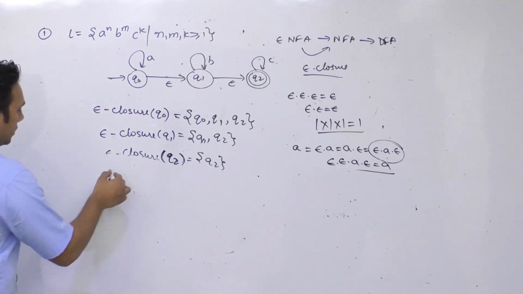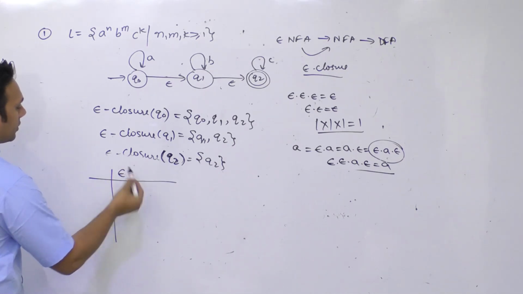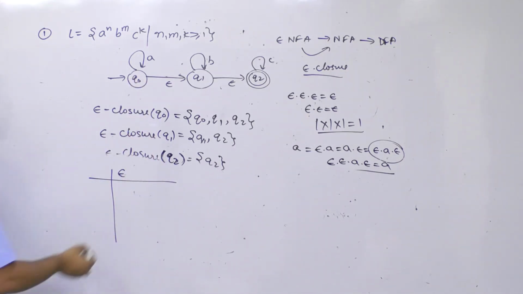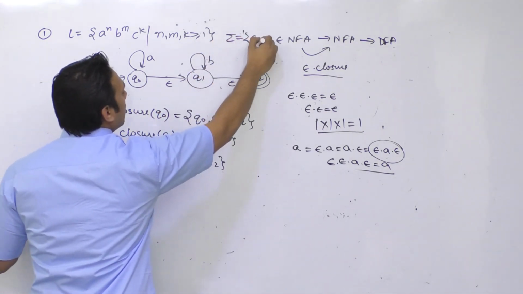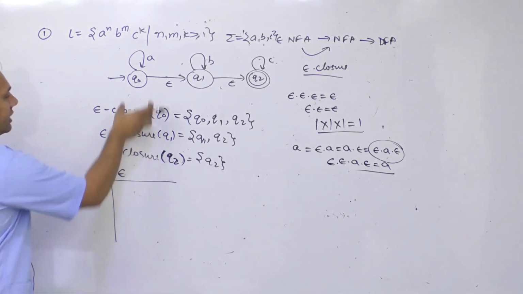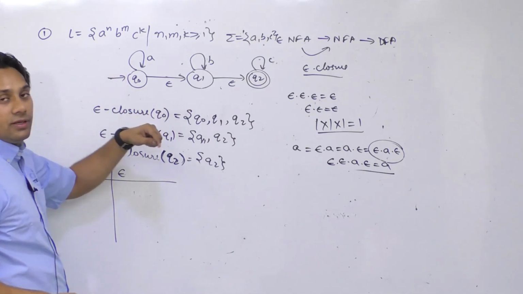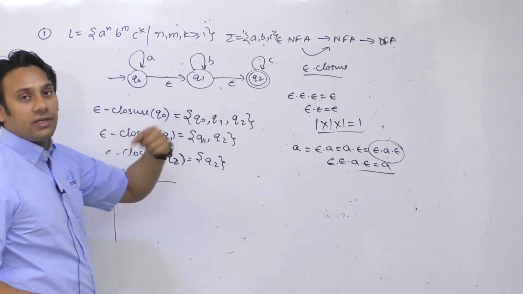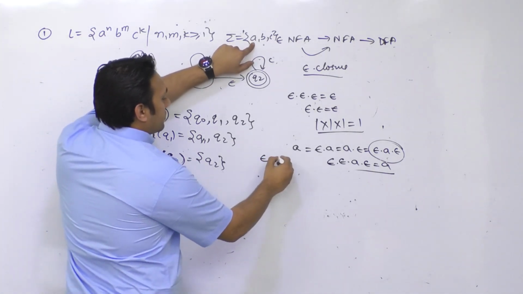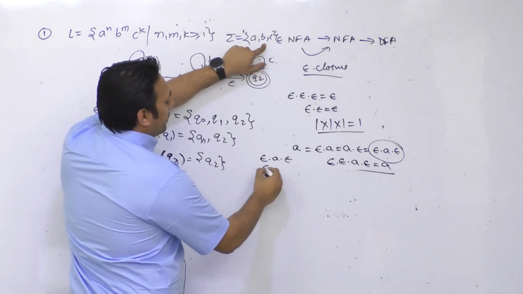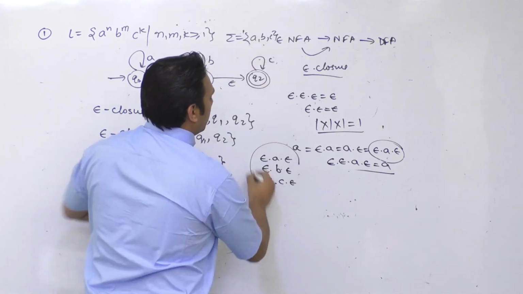Okay, so let us suppose I'm talking about the state Q0. Because we have three symbols, summation is equal to A comma B comma C, for any state I'm going to see if we give a symbol A, what are the states we can go to? If we give a symbol B, what are the states we can go to? If we give the symbol C, what are the states we can go to? So for symbol A I'm going to give epsilon dot A dot epsilon. For symbol B I'm going to give epsilon dot B dot epsilon. For symbol C I'm going to give epsilon dot C dot epsilon.